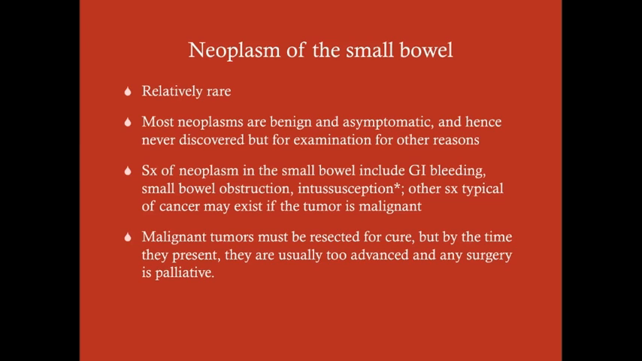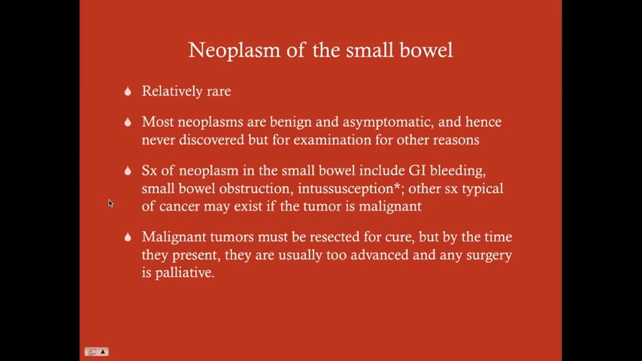Symptoms of neoplasm in the small bowel, if they do cause problems, would include GI bleeding. They can cause obstruction, and then intussusception would be another possible result of a neoplasm in the small bowel. It is actually the number one cause of intussusception in adults. Remember, if you have intussusception in a child, what are you thinking about? You should be thinking of Meckel's diverticulum.